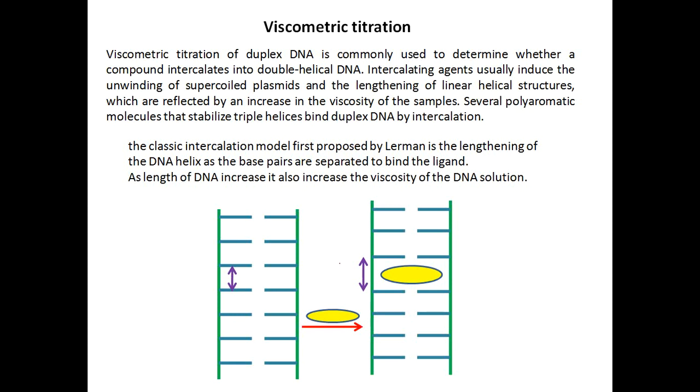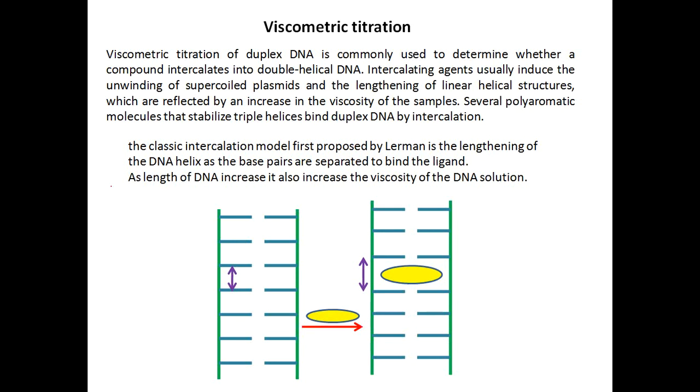What is happening is that intercalating agents usually induce the unwinding of supercoiled plasmids and a lengthening of linear helical structures, which is reflected by an increase in viscosity of the sample. So when the intercalating agent binds to DNA, either supercoiled DNA or linear DNA, it changes their structures, they increase their length, and by increasing the length, the viscosity of the sample also increases. The viscosity increases when the intercalation happens. Several polyaromatic molecules stabilize a DNA molecule by intercalation, like ethidium bromide or dynomycin. They do intercalate and they increase the viscosity of the DNA solution.